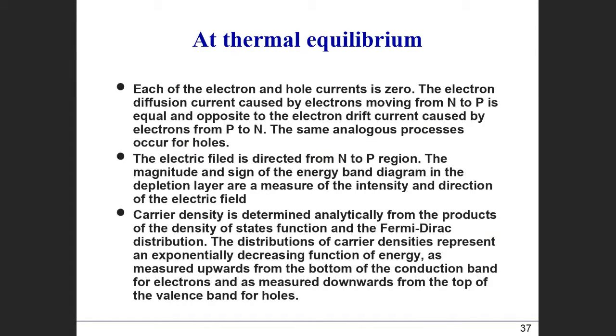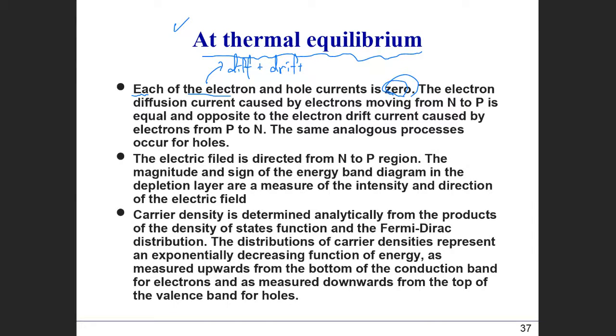Now, before we move to the bias condition, here I just define the thermal equilibrium. Thermal equilibrium means in the p-n junction diode, for example, the electron current you have from the diffusion plus from the drift, right? If you add them together, the total electron current is going to be 0. Same way, the hole current also has diffusion current and drift current. If you add them together, the total current is going to be 0.